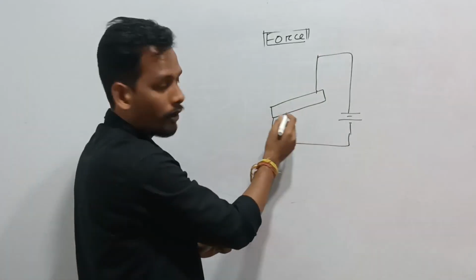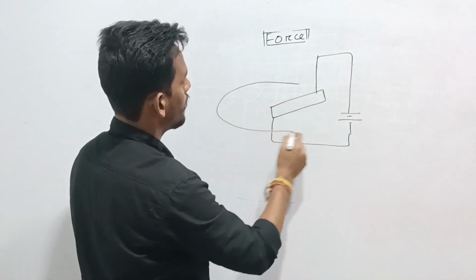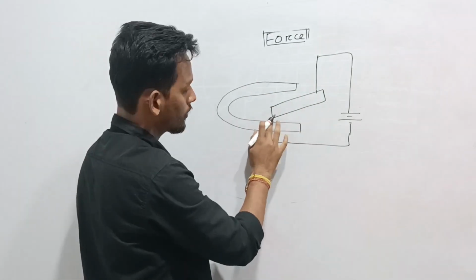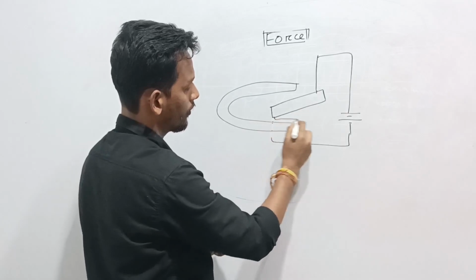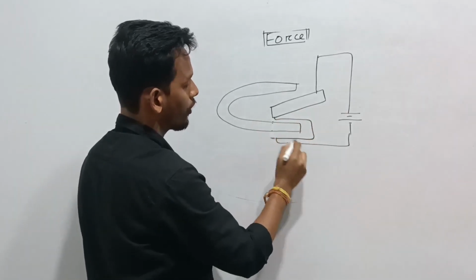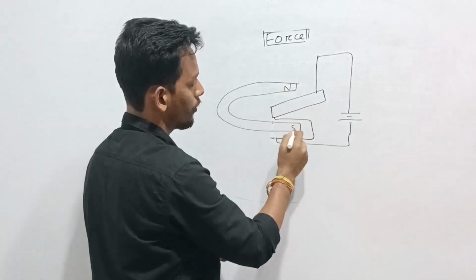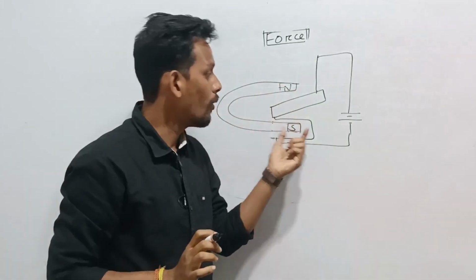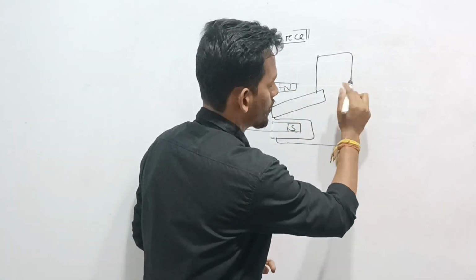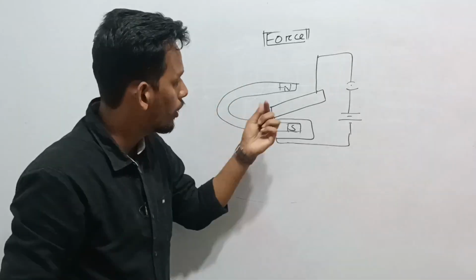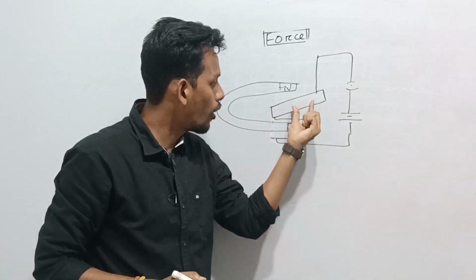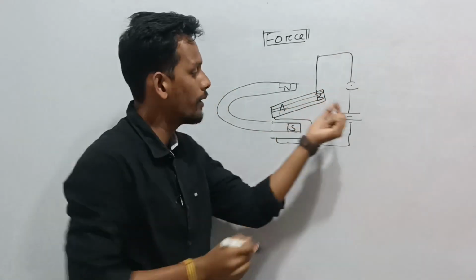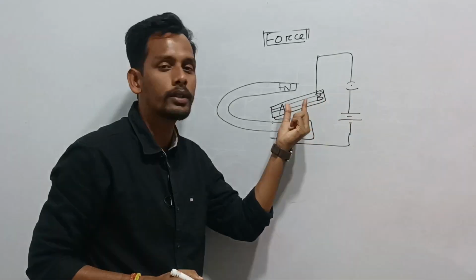Now the conductor is placed in between a horseshoe magnet. You can connect the wire like this. This is north, this is south, and the conductor is placed in between the poles of the horseshoe magnet. Suppose there is a switch. When you turn on the switch, you will see a deflection of the conductor. Say this AB is the conductor. When you turn on the switch, it will show some deflection.